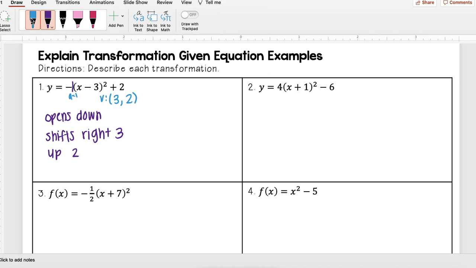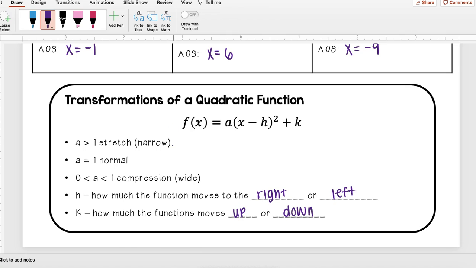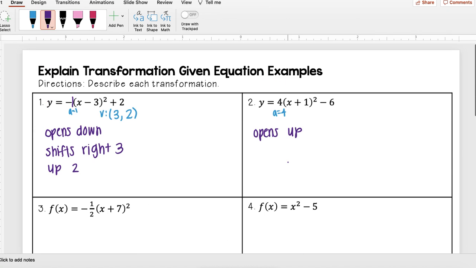Okay, let's try another one. So looking at this next one, I'm going to look at my a value first, and I see its a is equal to 4. Since my a is positive this time, that means it's going to open up. And now a equals 4, and so going back to the previous page, since a is 4, which is greater than 1, that means it's going to be stretched. So I can say this is stretched by 4.